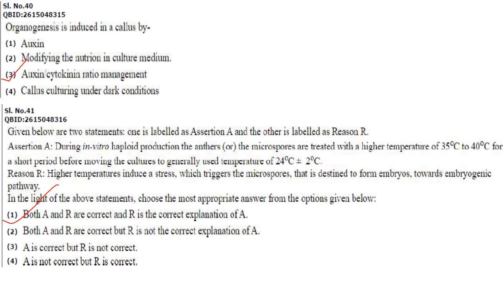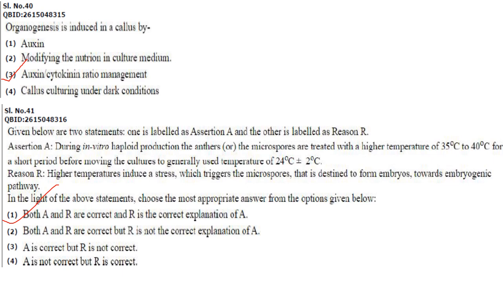Then next one. Given below are two statements. One is labeled as assertion A and the other is labeled as reason R. Assertion A: during in vitro haploid production, the anthers or the microspores are treated with a higher temperature of 35 to 40 degrees Celsius for a short period before moving the cultures to the generally used temperature of 24 plus or minus 2 degrees Celsius. Yes. Higher temperatures induce a stress which triggers the microspores that are destined to form embryos towards the embryogenic pathway.